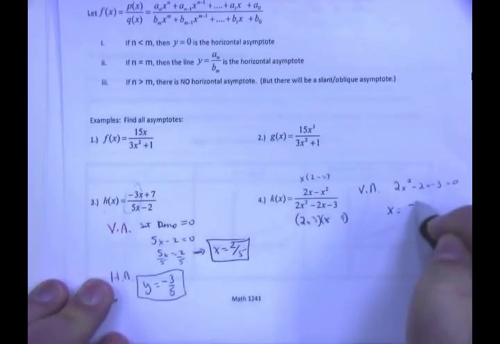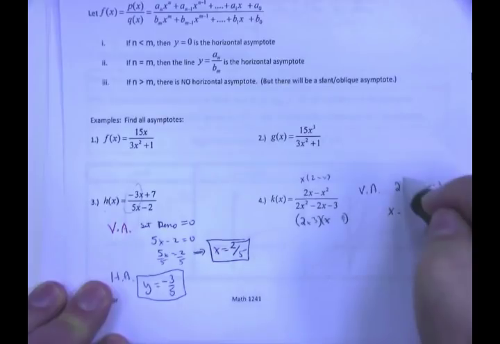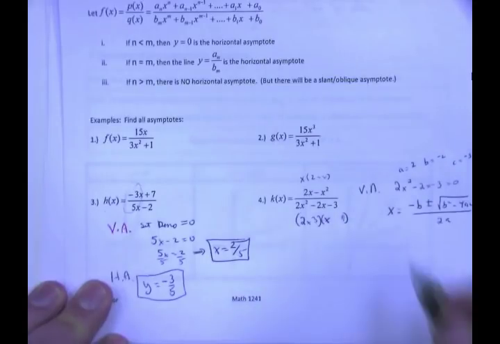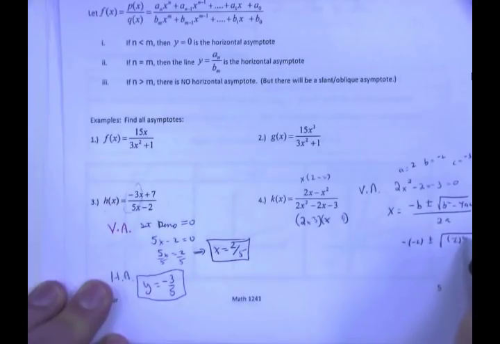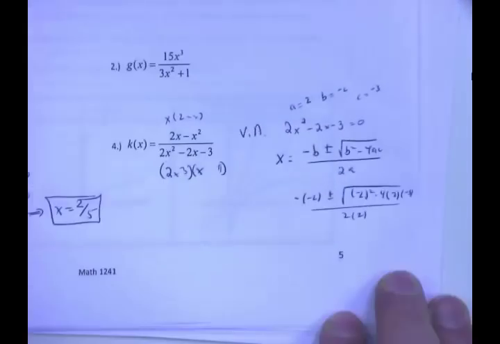What is my quadratic formula? Negative b, let's all sing along here, plus or minus the square root of b squared minus 4ac all over 2a. What's a in this problem? 2. B is negative 2. C is negative 3. Plugging it in, negative negative 2 plus or minus the square root of negative 2 squared minus 4 times a, which is 2, times c, which is negative 3, all over 2 times a, which is 2. Oh, sorry, I'm off the page there. Let me blow it up so you guys can see it in the back.